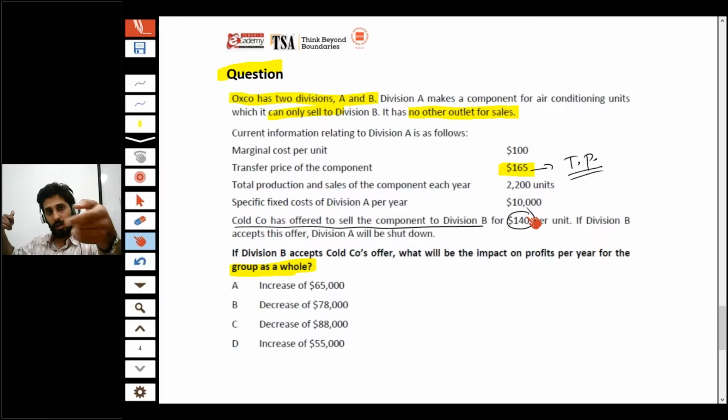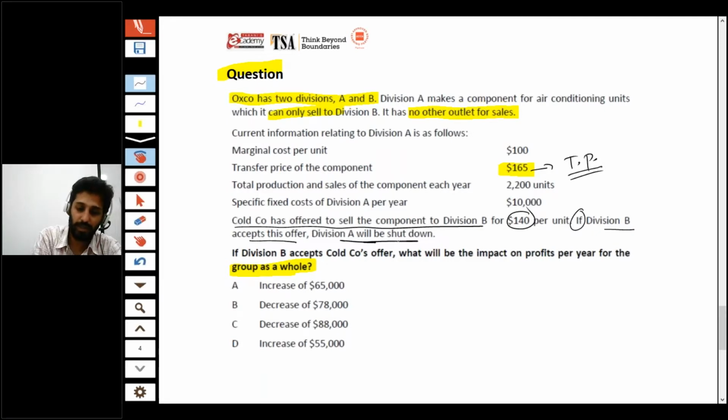So your division may be shut down. It is written here: if division B will accept this offer, division A will be shut down because you are solely relying on me. I'm your only customer. So your whole division will be shut down. Because of divisional autonomy, it's up to my discretion whether I purchase from you or from the market. Nobody can raise an argument on it, because it's the divisional performance. I have got the valid offer. Now it's your task to handle me.